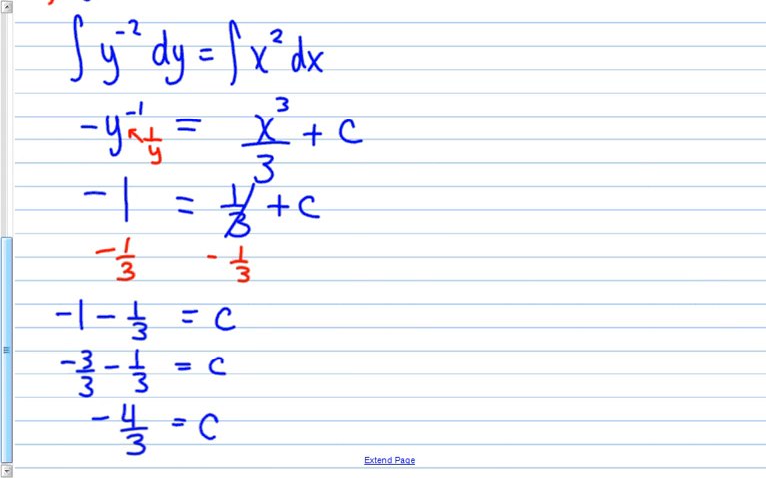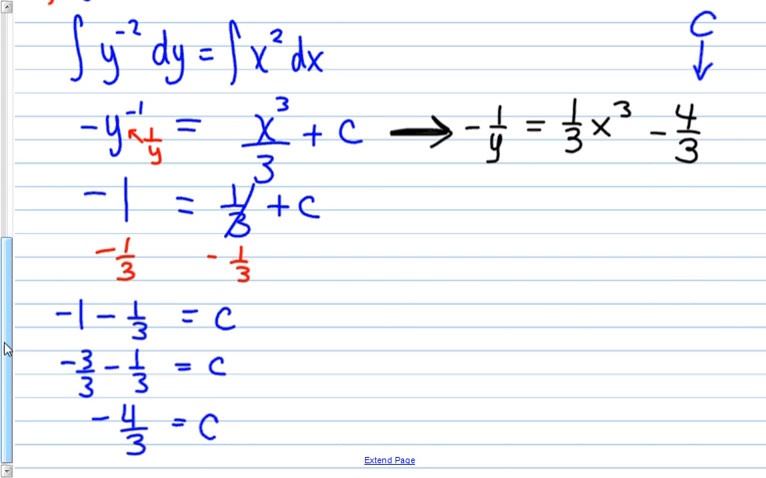Okay, so now that I have C, that's when I'd go back to here, right? And I'm going to rewrite that as negative 1 over y equals 1/3 x cubed minus 4/3. And that 4/3 is me plugging in C. Okay, so now I have sort of kind of my equation, right? Because I don't have a C in it, but my equation should be y equals.